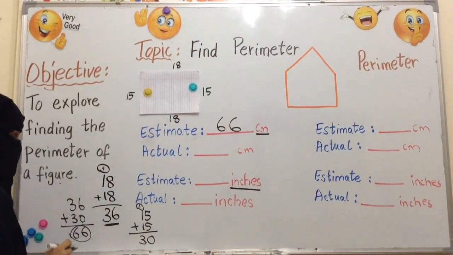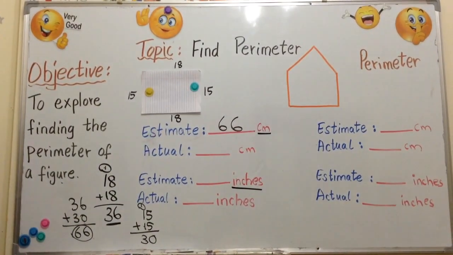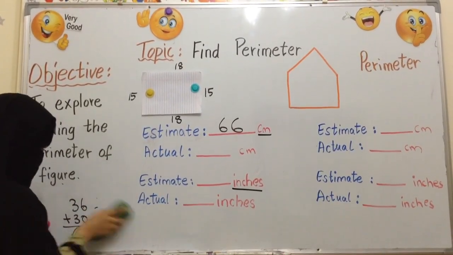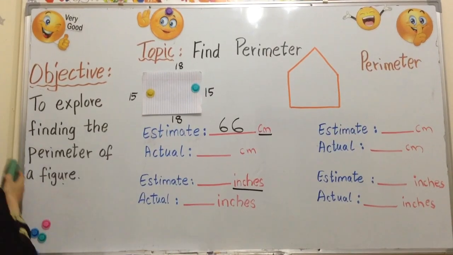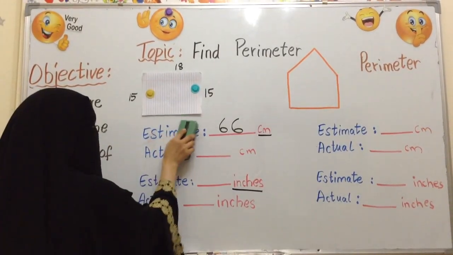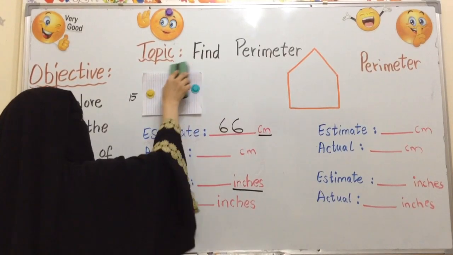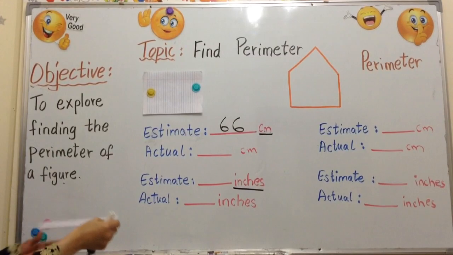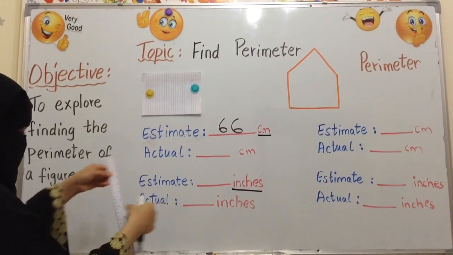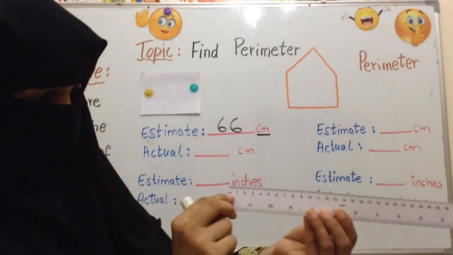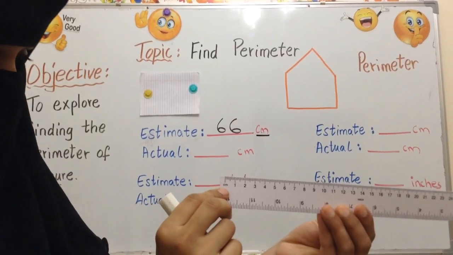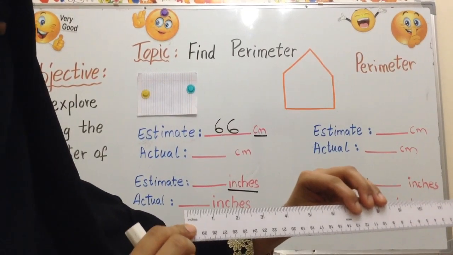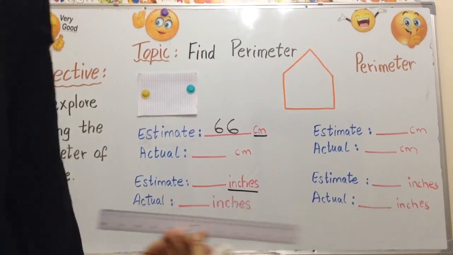What about the actual? Let us also do the actual. I am going to erase this so that it's neat and clean. Even this I am going to erase because we are going to measure using a ruler. That means I have to use a ruler. I am going to use the ruler in centimeters, and after that I am going to use inches for the second one. Let us do the centimeters.